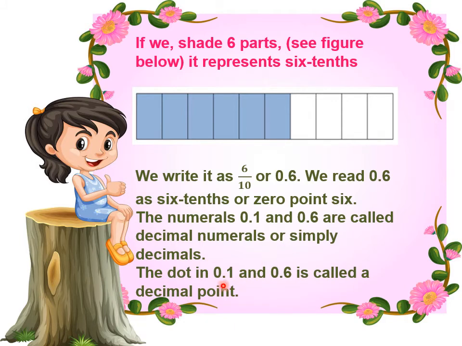The dot in 0.1 and 0.6 is called a decimal point. So between 0 and 1 this dot is known as a decimal point. Okay, same between 0 and 6, this dot is known as a decimal point.